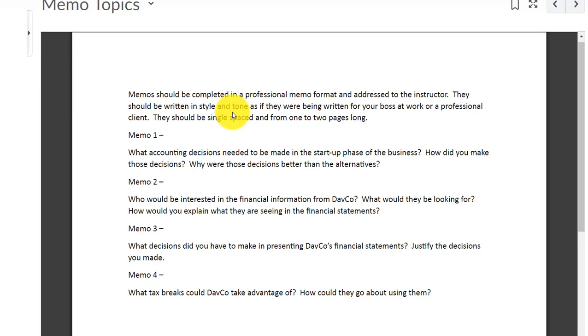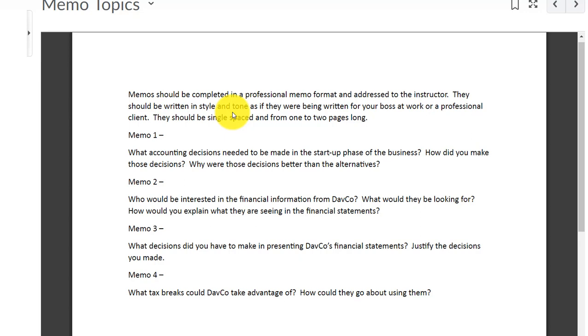So, first memo, we're going to write about accounting decisions that need to be made at the startup phase. There are several decisions that need to be made, including how to get the money in finance, and how it should be recorded in the financial statements. You've got assets versus expenses. You've got useful life of assets. You've got how to record the amounts paid to make a loan, the fees.